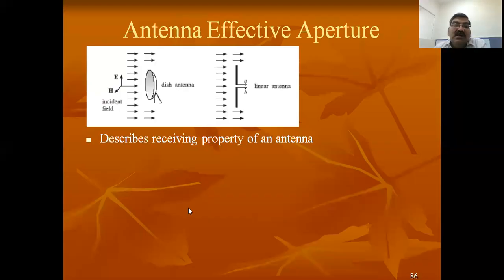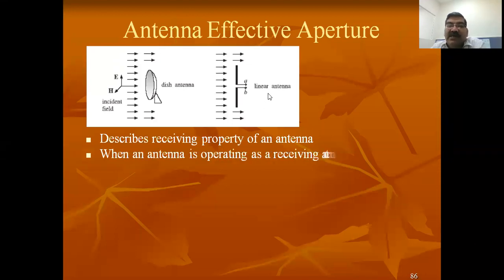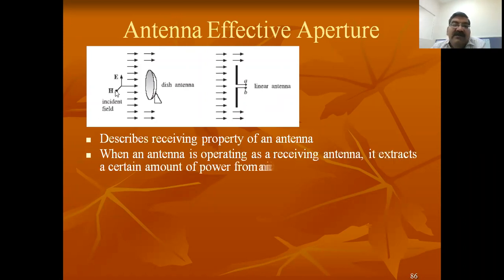Now two examples are given. This is a dish antenna, and this is a linear wire antenna, which may be a dipole antenna. I have mentioned the electric field and Poynting vector multiple times. The electric field is perpendicular to the magnetic field and the direction of propagation. All three are perpendicular to each other. So this is the electric field, this is the magnetic field, and this is the direction of propagation. The electromagnetic wave is incident on this dish as well as here.